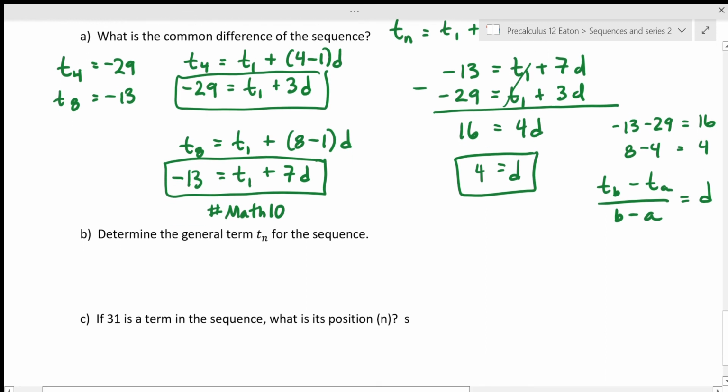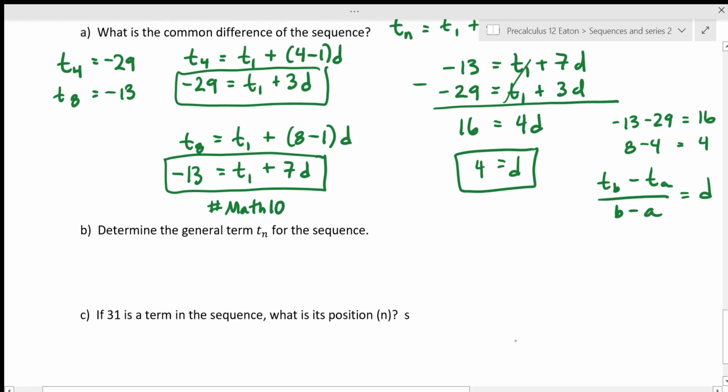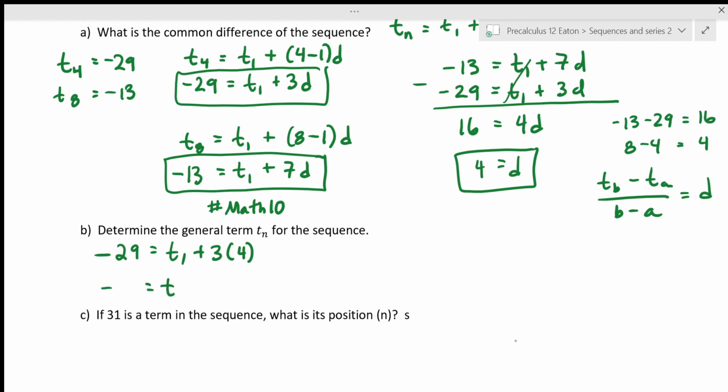Let's determine the general term now. Well, it doesn't really matter which T sub n we use to find T1, so I'm going to use the first equation. So I have negative 29 equals T1 plus 4 minus 1 times the common difference, which we know now is 4. So I can just go ahead and replace that. And then solving, we get T1 equals negative 41. So my general term, T sub n, is negative 41 plus n minus 1 times 4.